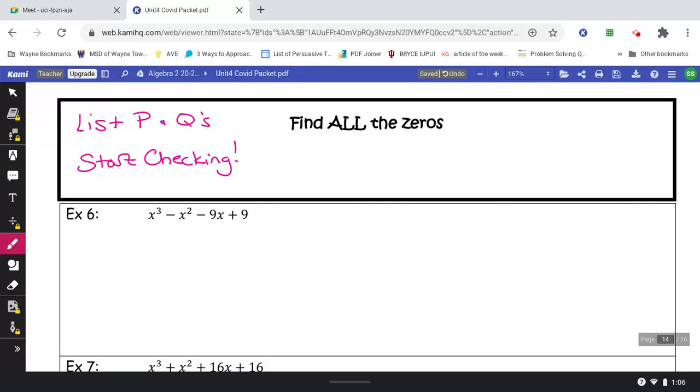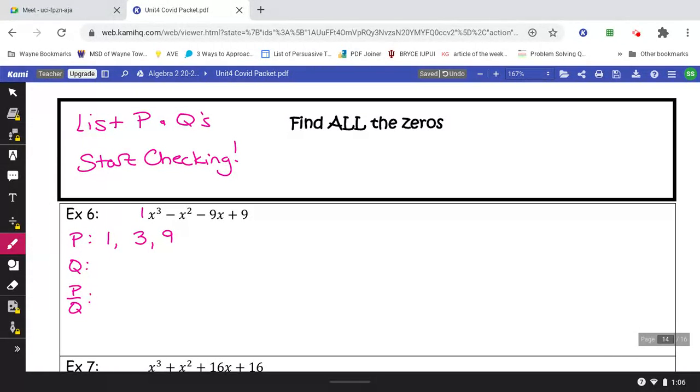Let's create our list first. P's, Q's, P's over Q's. P is 9, things that multiply to 9, 1 times 9, and 3 times 3. I'm not going to write the 3 twice. I'm just going to write it once. The Q, the number in front, is a 1.